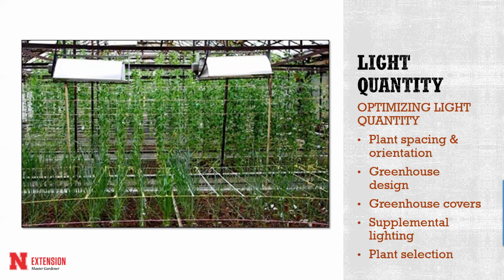Optimizing your light quantity. A lot of this is done in commercial settings, but there are a few things that you can do in your own backyard. Plant selection is one of them. Plant spacing and orientation is another one that we can do in our own landscape.